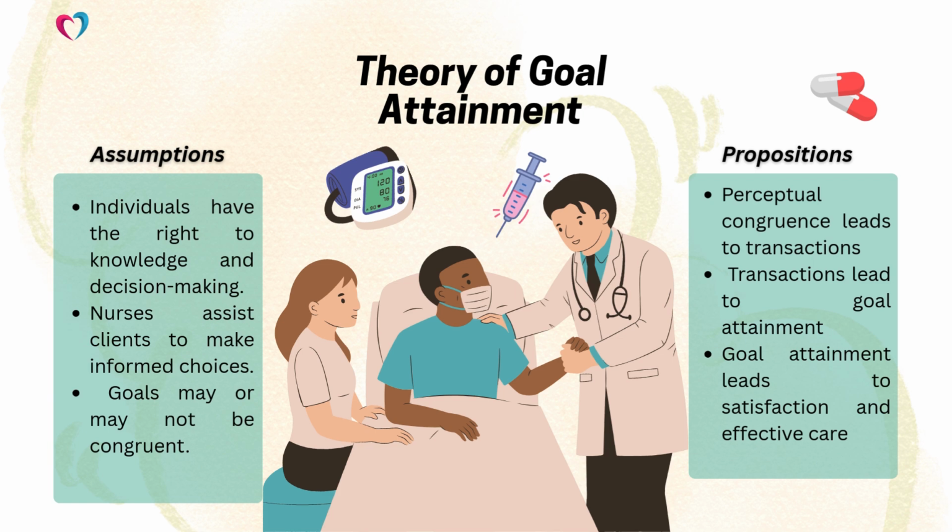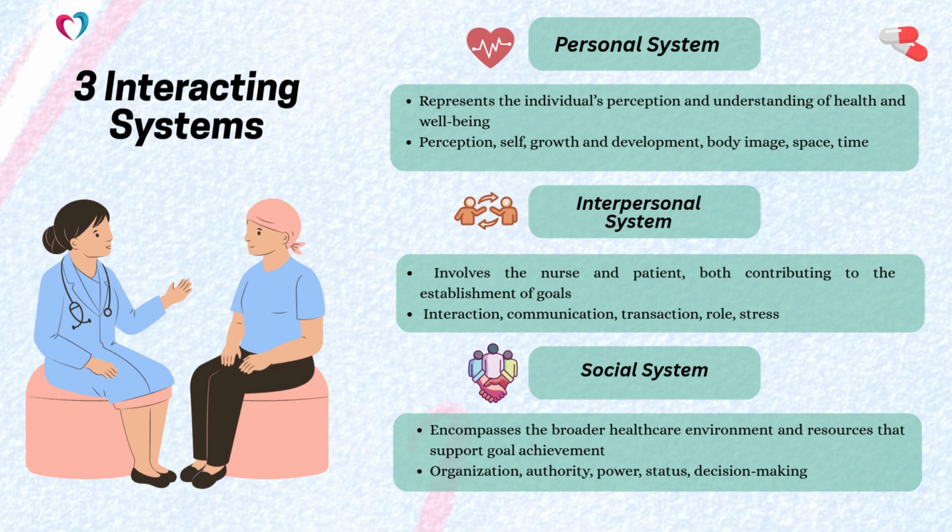For example, a patient recovering from surgery may think resting is enough while the nurse knows early walking is important. When both talk it through and agree on short walks each day, they share the same perception, make a plan, and achieve the goal together. That's exactly what King meant in this theory. Now, we move to King's three interacting systems.